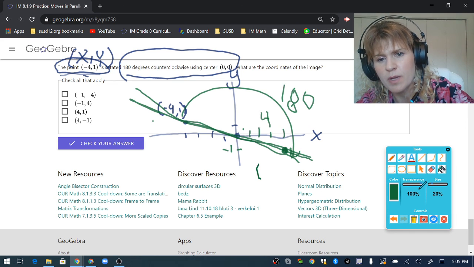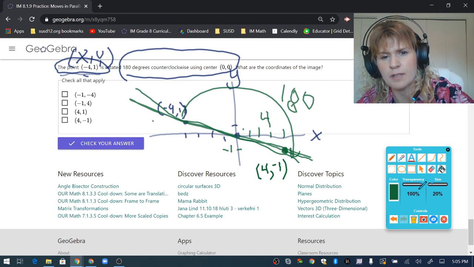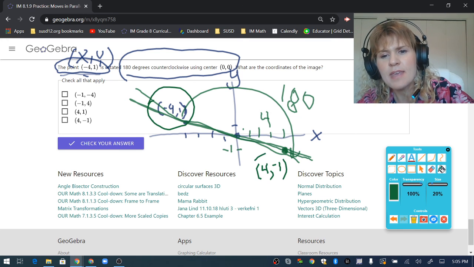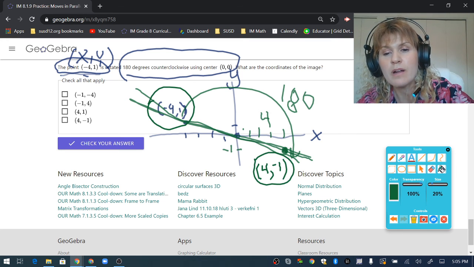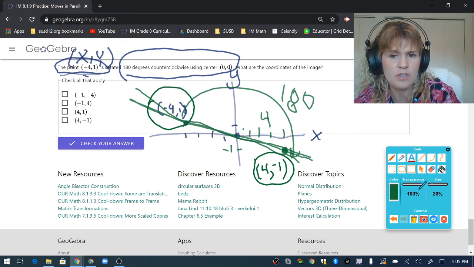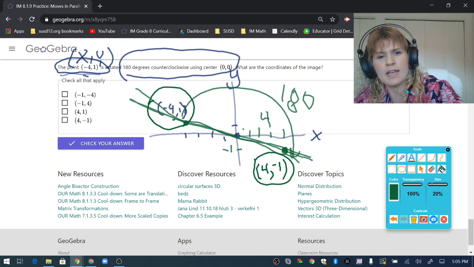So what are the coordinates of this point? The coordinates of this point are x equals 4, y equals -1. The original coordinates were -4, 1, and the image is 4, -1. So look at that. We went from this point here to the image here. That is a 180-degree rotation. The x-coordinate changed signs from negative to positive, and the y-coordinate changed signs from positive to negative.